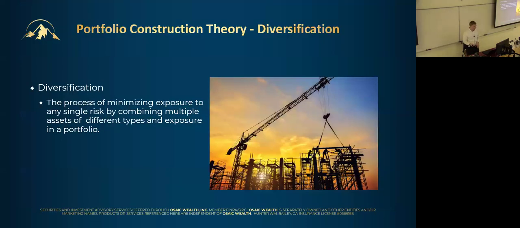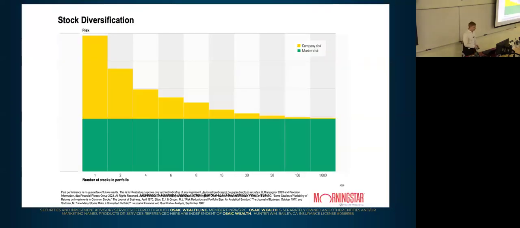So the next thing after thinking about time-based allocation is diversification. Diversification is really simply the process of minimizing exposure to any single risk by combining multiple assets of different types and exposure in a portfolio. The easiest way to understand this is through stock diversification.